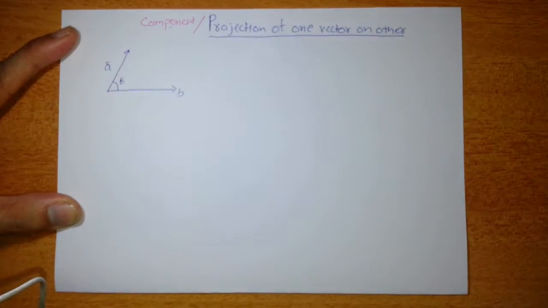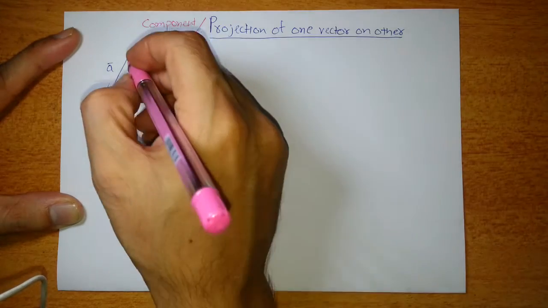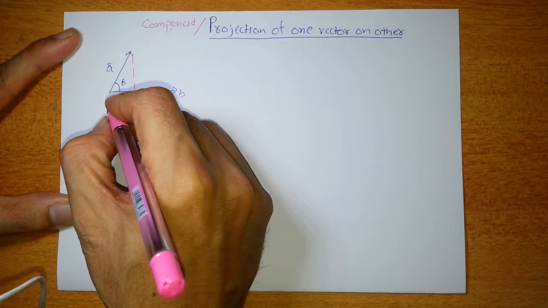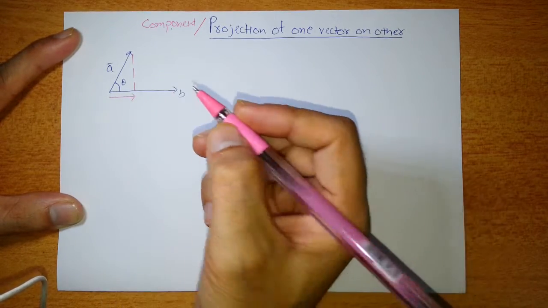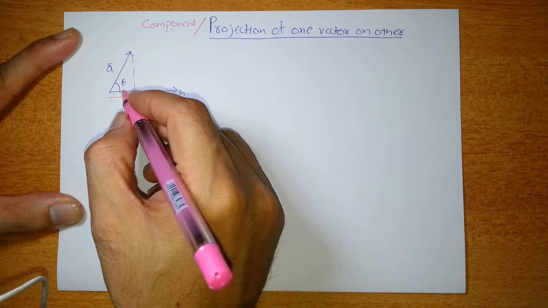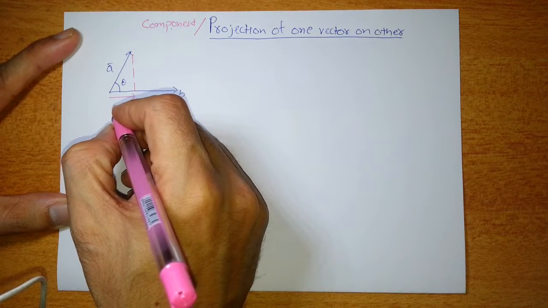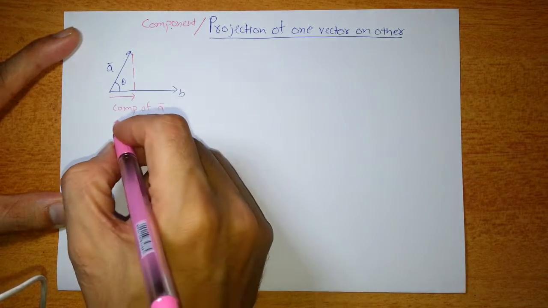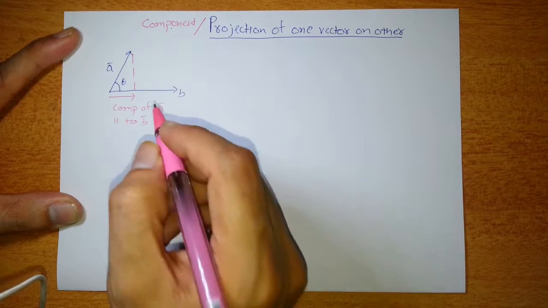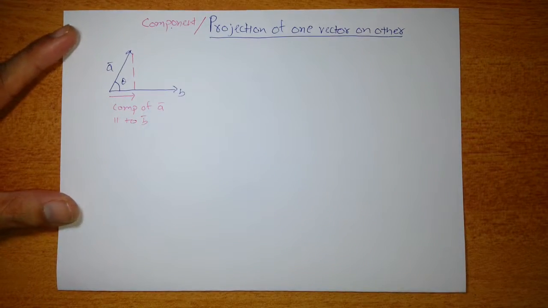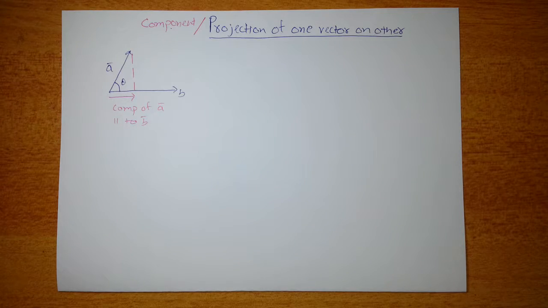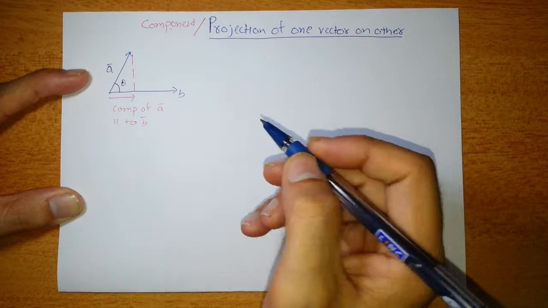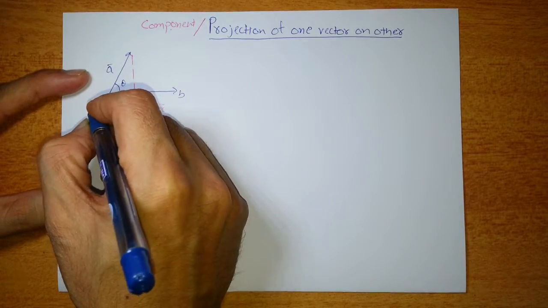Now we want the component of vector A on B. So what we'll do is draw a perpendicular on B and take the base, or we'll take the component of A which is parallel to B. This is called the component of A parallel to B. And you can easily see what its magnitude and its direction will be. So we name it A parallel B.